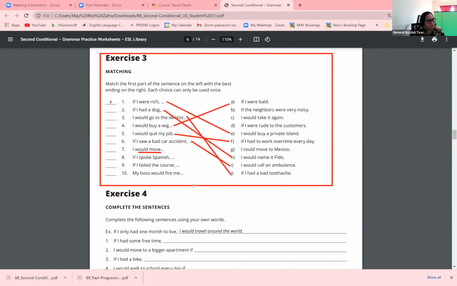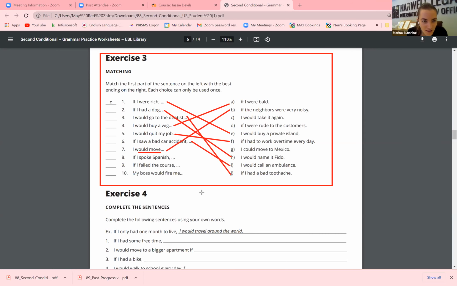Mahachi, can you help Leo? Number 7. I got it. I would move if the neighbors were very noisy. Do you know the answer now? I would move if the neighbors were very noisy. Sorry. That's okay. Marina, number 8.